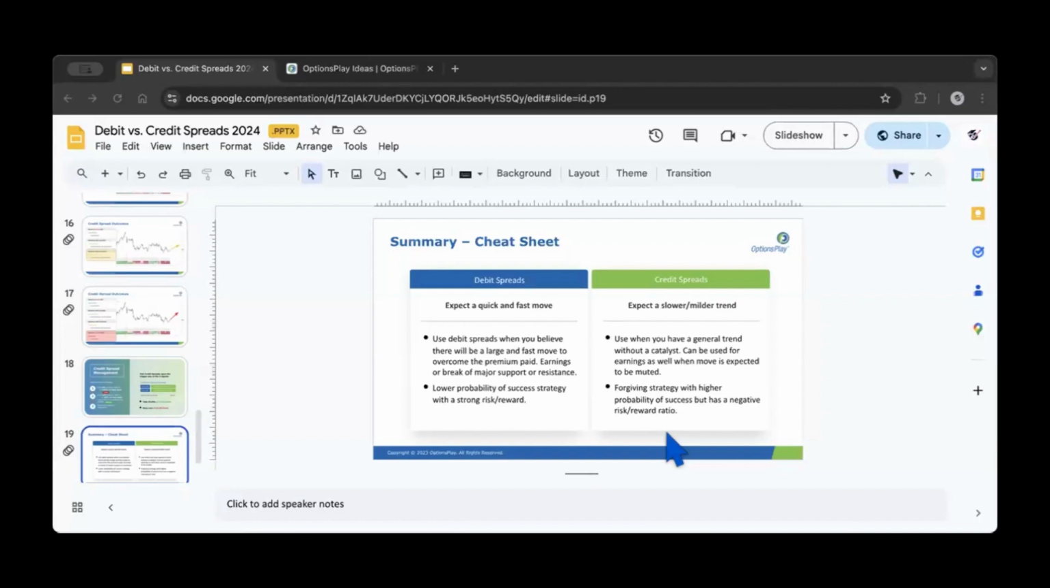So if I was in the short credit spread, saying that the underlying stock would not reach my strike price, well, that would have hurt a lot in that trade. Whereas the debit spread actually helped us out quite a bit and did well.